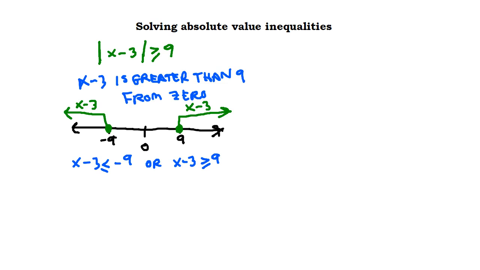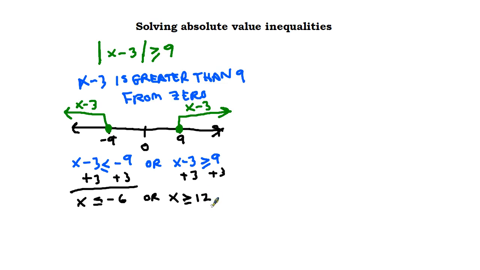What about x? So in order to get x all by itself, we will add 3 here and add 3 there. And that'll get us x is less than or equal to -6, or x is greater than or equal to +12. There we go. All right, and that's the compound inequality that tells us all the possible values of x.